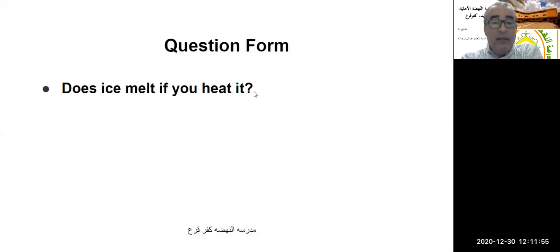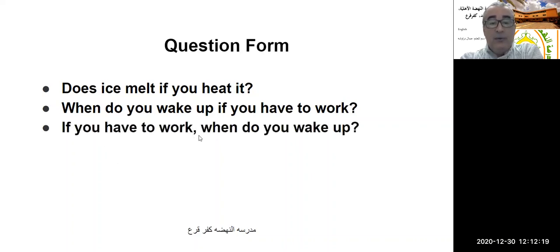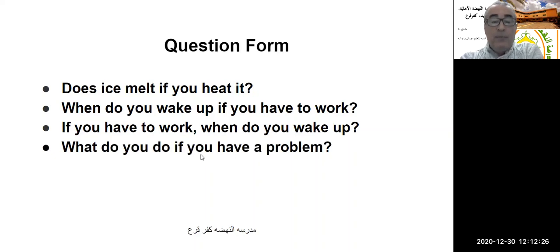And the answer should be yes, ice melts if you heat it. When do you wake up if you have to work? When we're using the WH question here, when do you wake up if you have to work? And the answer could be, if I have to work, I wake up at 7 o'clock in the morning, for example. If you have to work, when do you wake up? Okay, this is a different form of the question. What do you do if you have a problem?